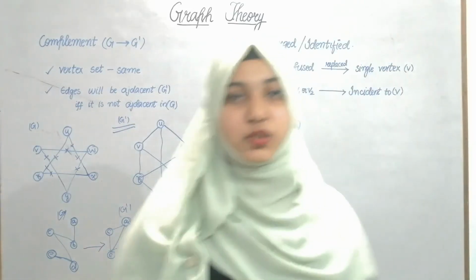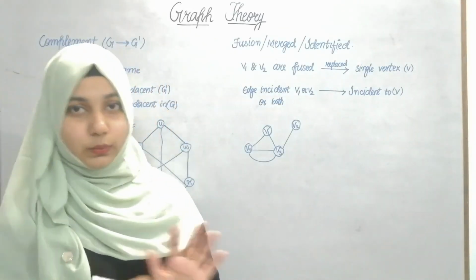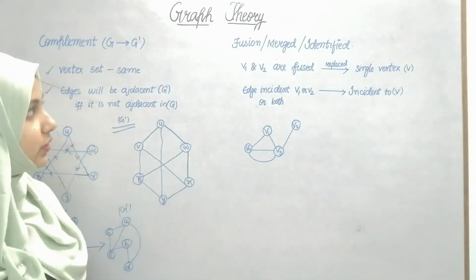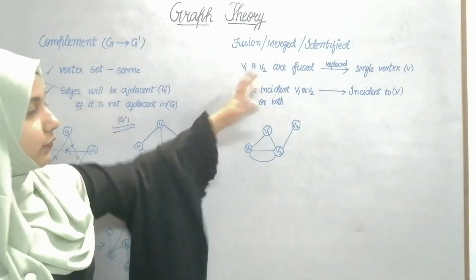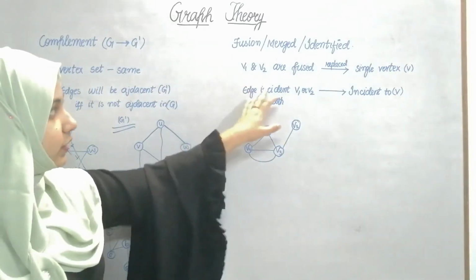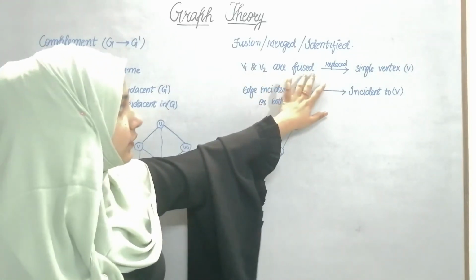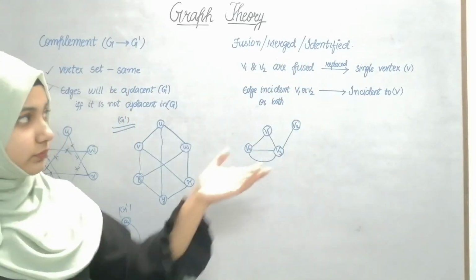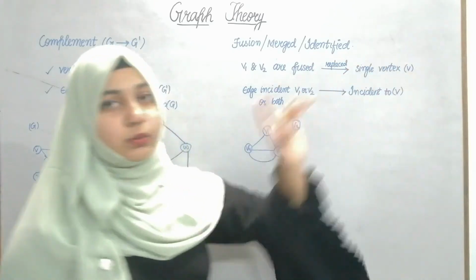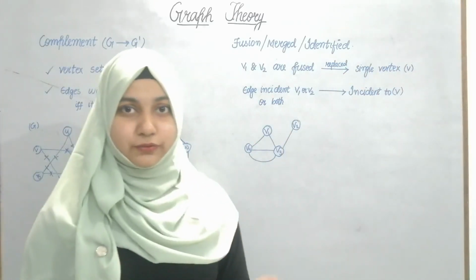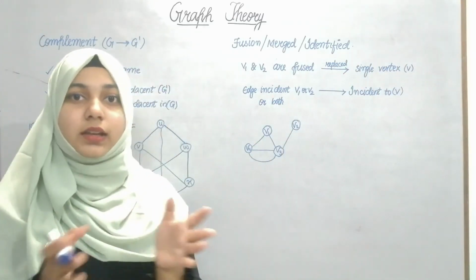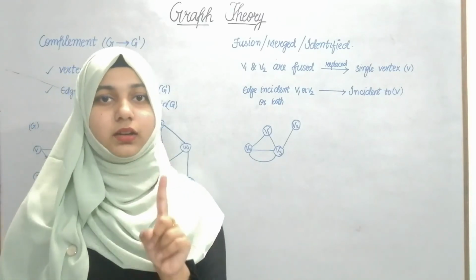Fusion, you can say merge, or identified, one and the same. Okay, so what's going to happen here? If you have two different vertices, V1 and V2, we are going to fuse these vertices. How? By replacing them with a single vertex. Two vertices are said to be fused if and only if they combine and form one single vertex.